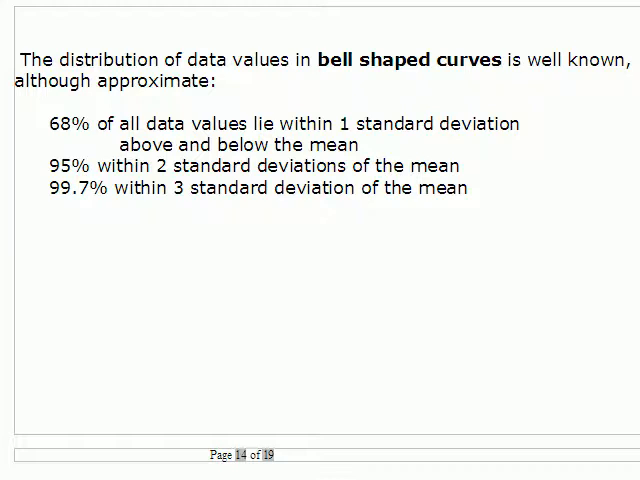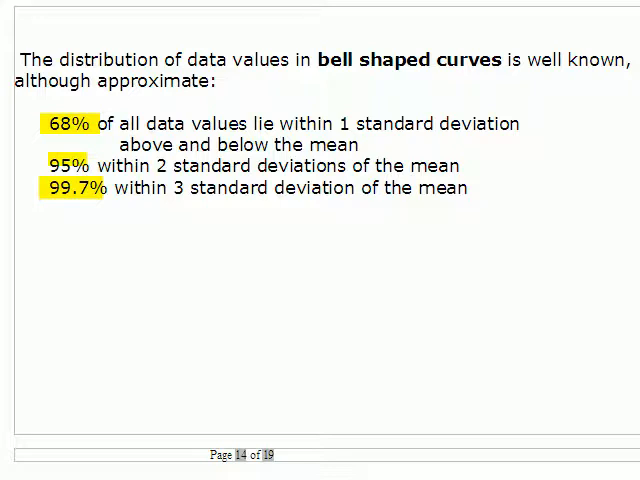Let's go back and think again of the bell-shaped curve. How the data values are clustered, how many percent of them are in a certain area, is well known, although these values are approximate. If you look at the mean and you go one standard deviation to the left and one standard deviation to the right, so that's above and below the mean, 68% of the data values will approximately lie in that range. If you go 2 standard deviations away, 95%. 3 standard deviations away, approximately 99.7%.